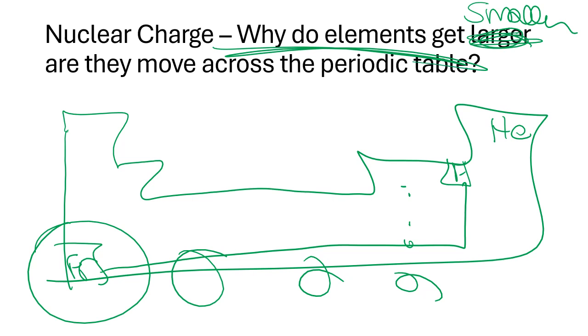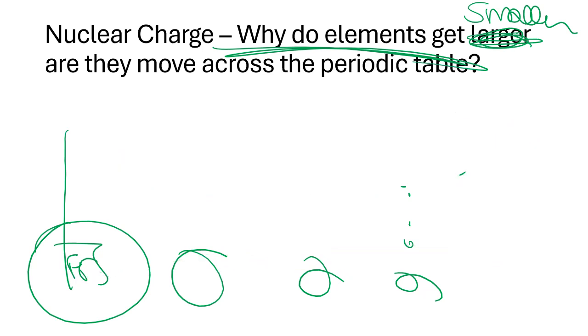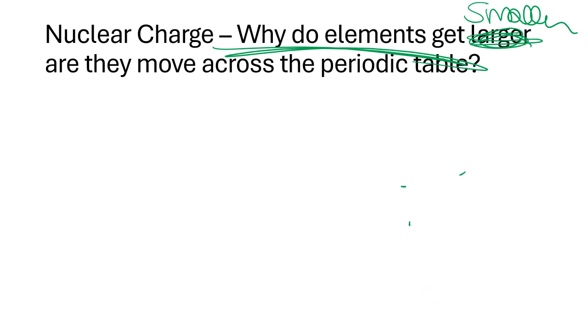Now we're going to understand why this occurs. This occurs because the nuclear charge gets larger. So the center atom, smaller.